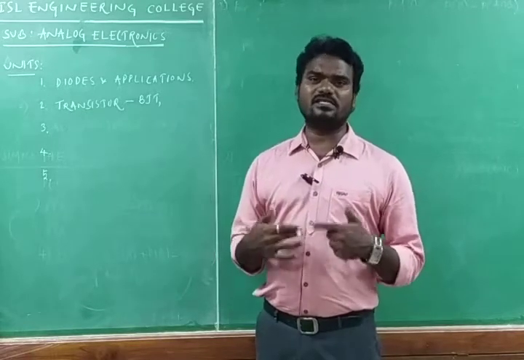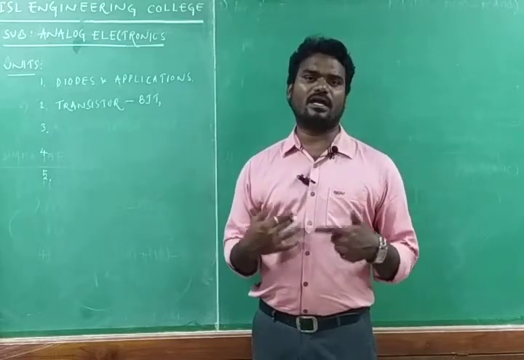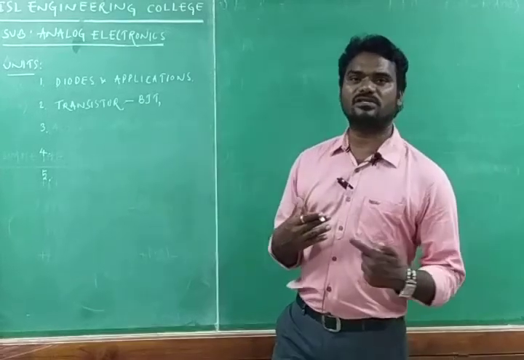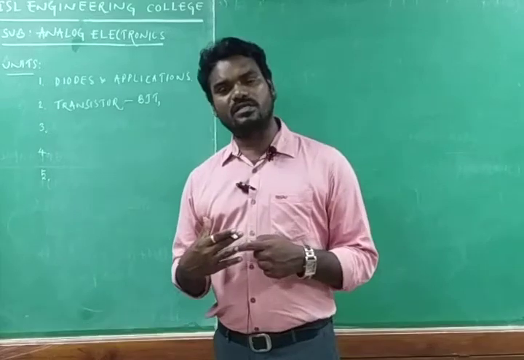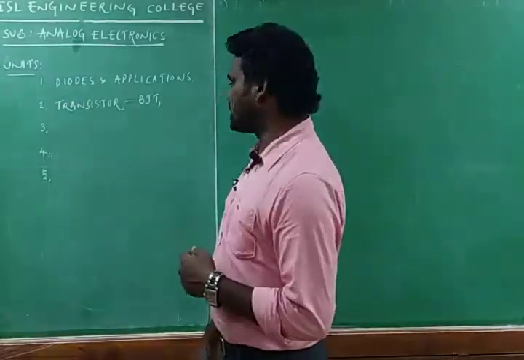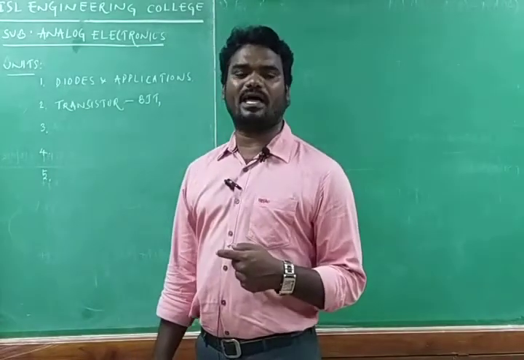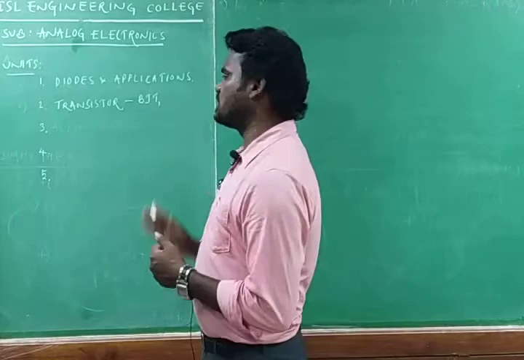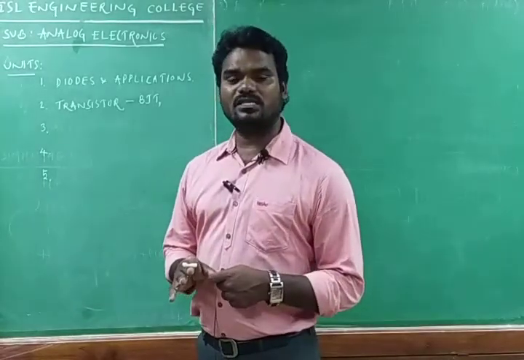And diodes and transistors are the electronic components, so rectification and amplification are the applications we get from the electronic components or devices. This is the second unit, we are going to study the construction, types and biasing, VI characteristics and applications of BJT. BJT stands for bipolar junction transistor.